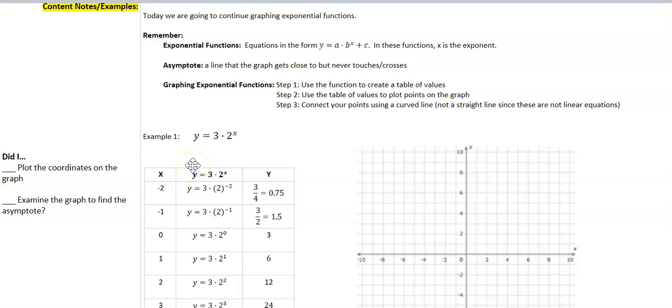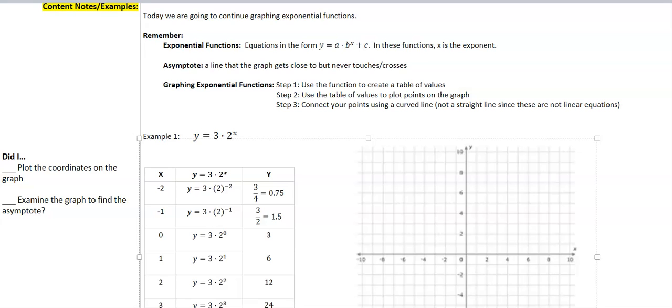So today we're going to continue graphing exponential functions. Remember that exponential functions are in the form y is equal to a times b to the x plus c, and x is our exponent. We also learned yesterday that the asymptote is a line that the graph gets close to but never touches or crosses over. And then I put the steps for graphing that we learned yesterday.